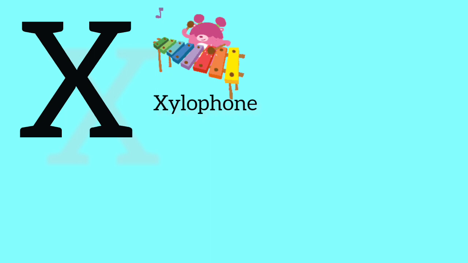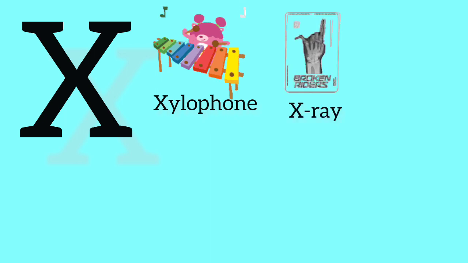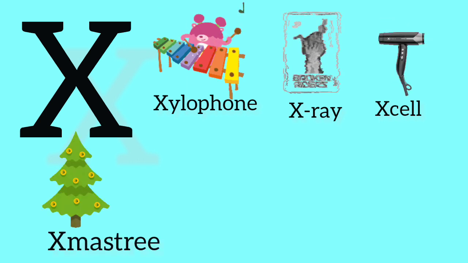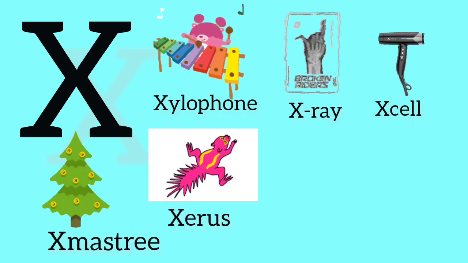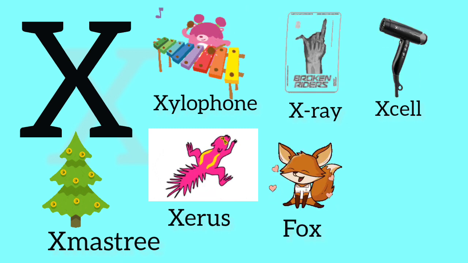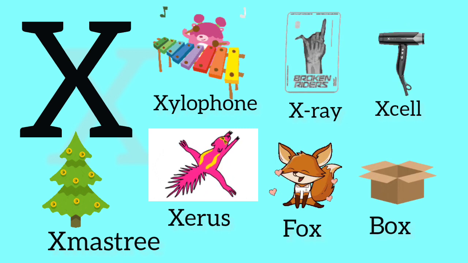X. X is for cell phone. X is for X-ray. X is for XL. X is for Xmas tree. X is for Sirius. X is for fox. X is for box.